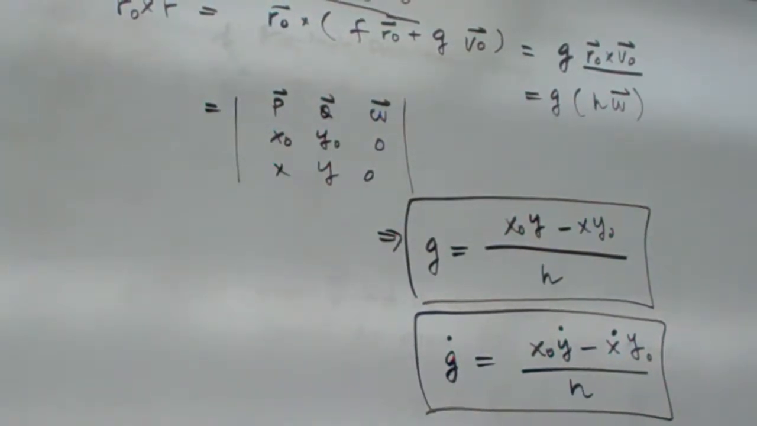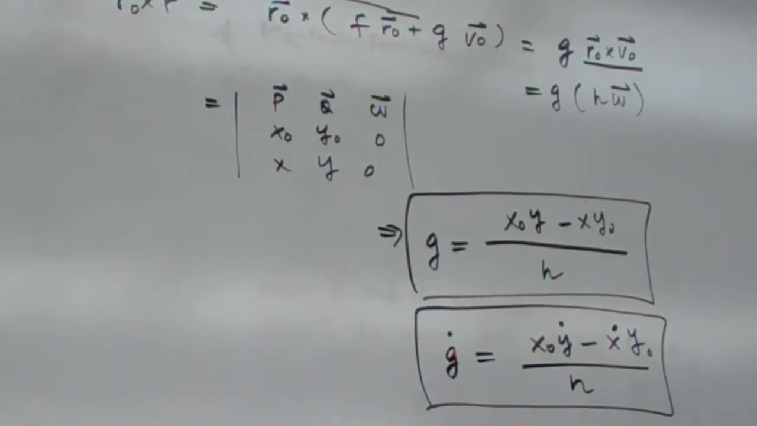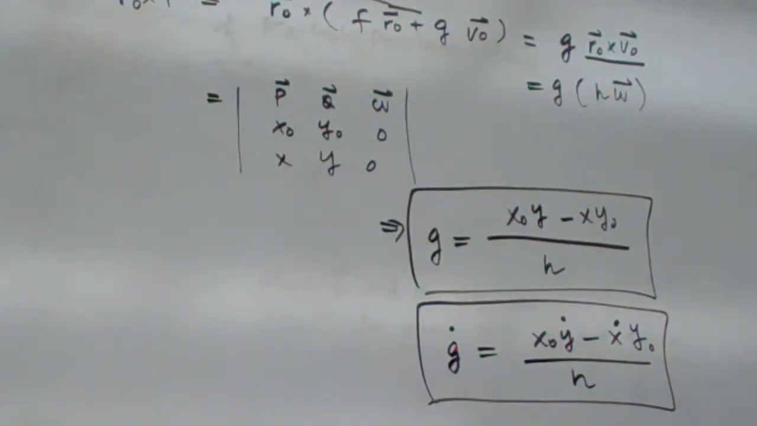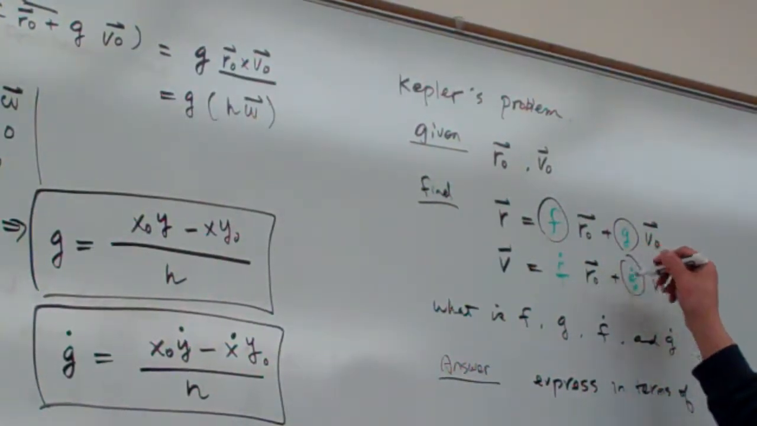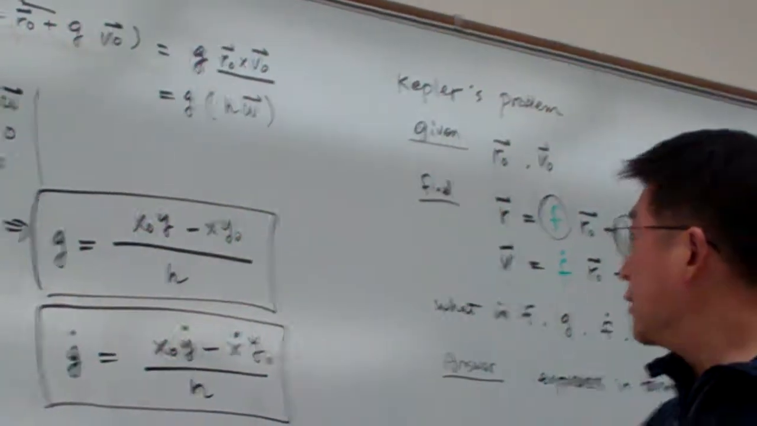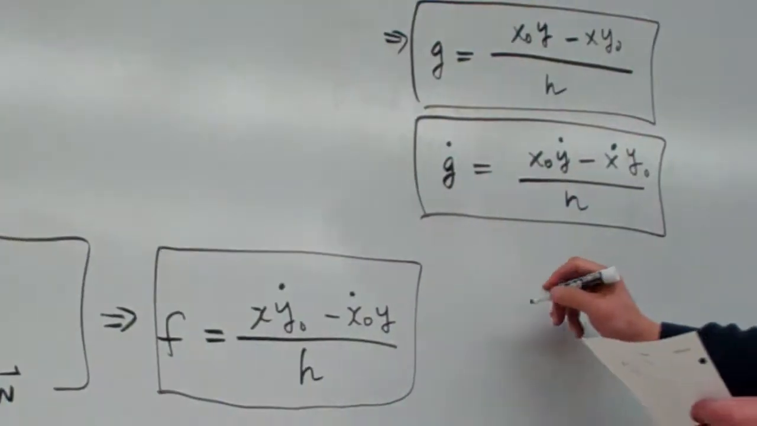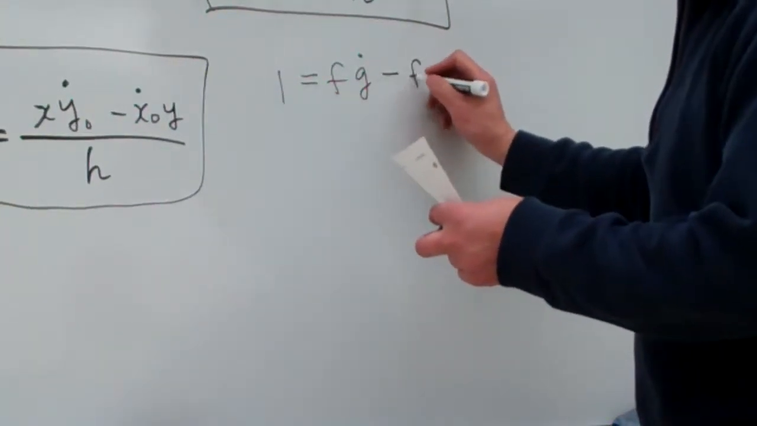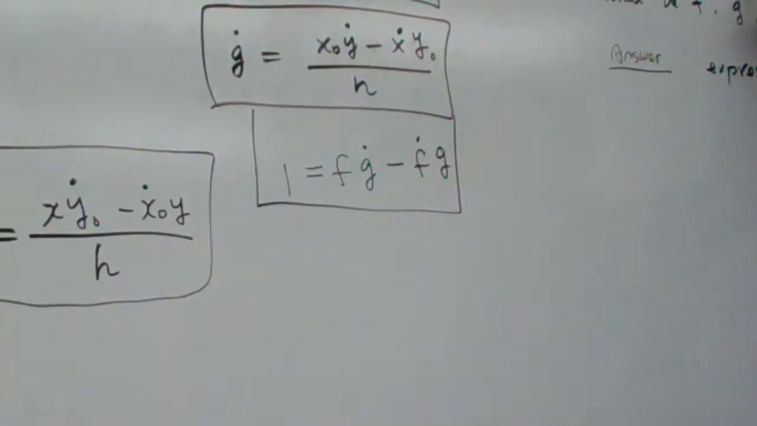Okay, and the last one is, we have found F, G, and G dot. So here we found the 3. And what is F dot? F dot is such that the 4 coefficients, they have one relation. Let me give you one relation: 1 equals F G dot minus F dot G. So from this relation, we can find the last one, F dot.